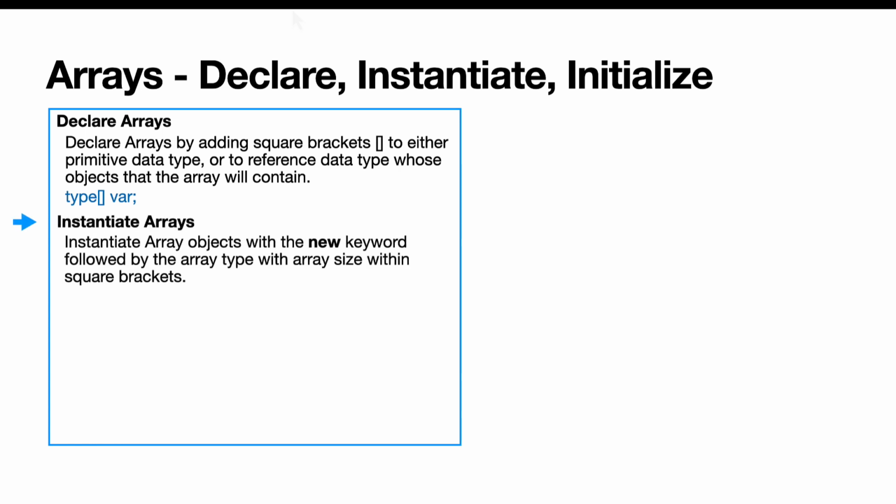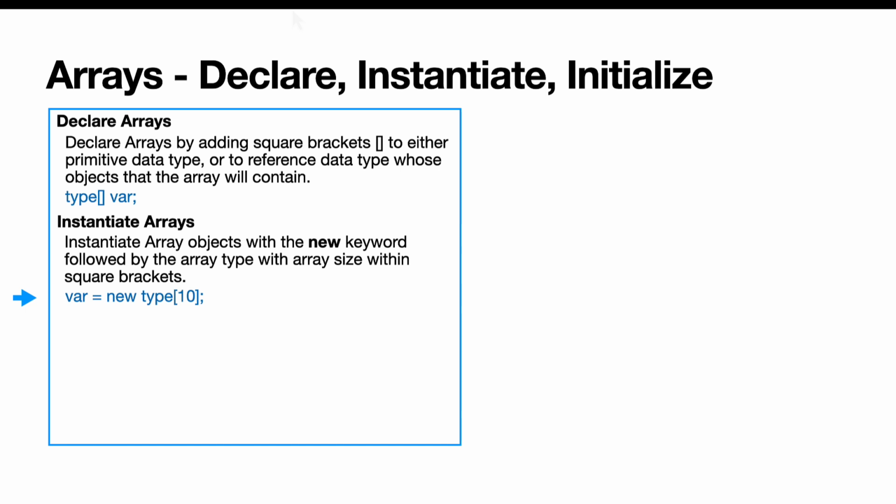Arrays are instantiated with the keyword new followed by the type of elements that the array will contain and then the size of the array, which is added within square brackets. The syntax for instantiation is the keyword new followed by type of array and then the size within square brackets. Note that memory is allocated to the array when an array is instantiated.